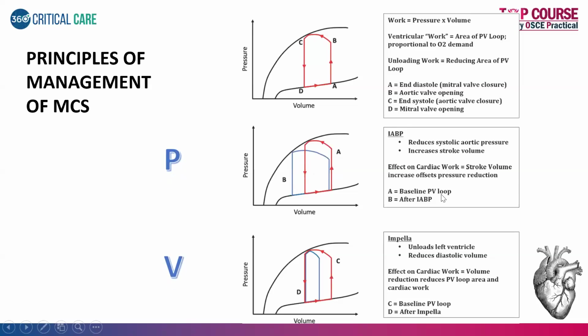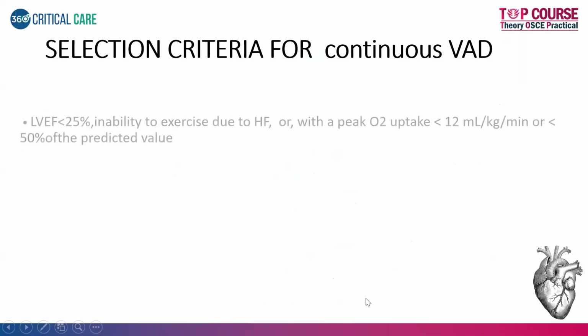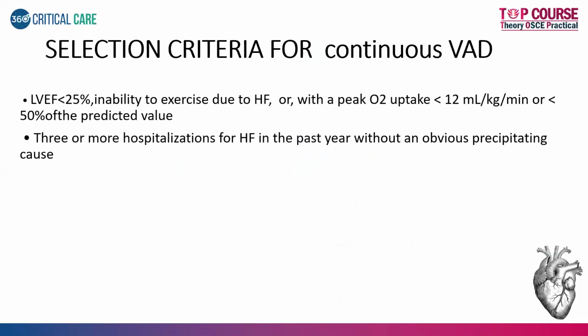What Impella usually does is it reduces the volume, because of which the pressure-related changes in the PV loop would be offset. So that is how Impella works. Impella is usually inserted directly into the left ventricle. Okay, I'll be dealing with that in the next slide.